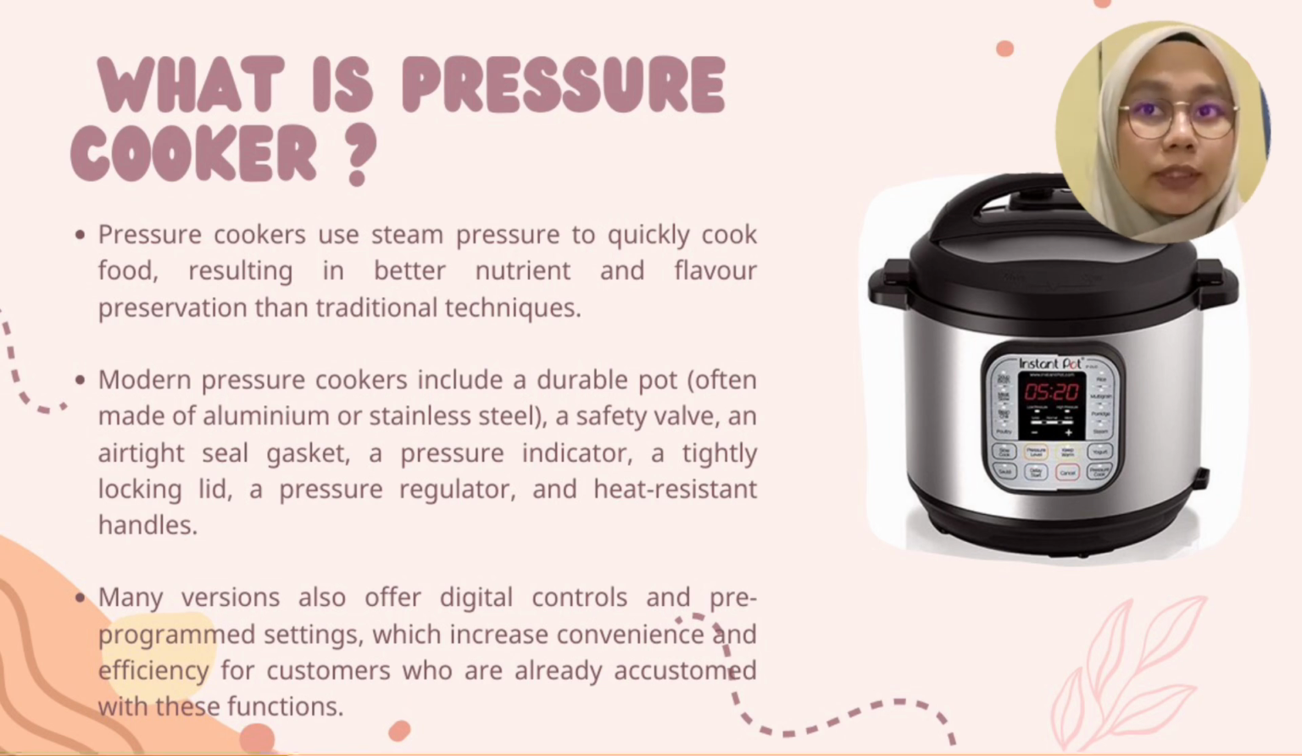A modern pressure cooker has multiple essential parts, including a sturdy pot or body made usually from aluminium or stainless steel, a safety valve for added security, an airtight sealed gasket, a pressure indicator, a tightly sealing lid with a locking mechanism, a pressure regulator or valve to control internal pressure, and heat-resistant handles.